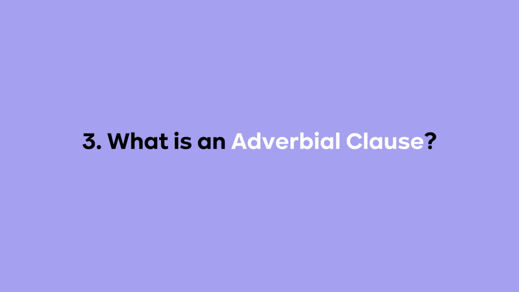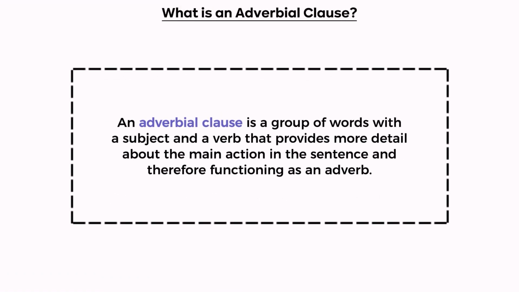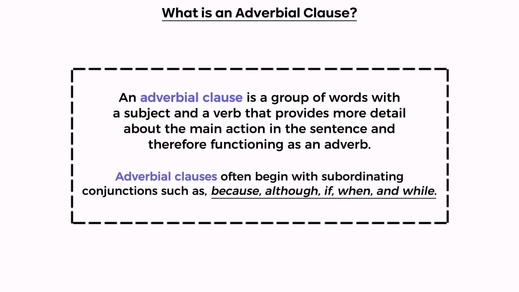3. What is an adverbial clause? An adverb can appear alongside or be part of a phrase. An adverbial clause is a group of words with a subject and a verb that provides more detail about the main action in the sentence and therefore functions as an adverb. Adverbial clauses often begin with subordinating conjunctions such as because, although, if, when, and while.